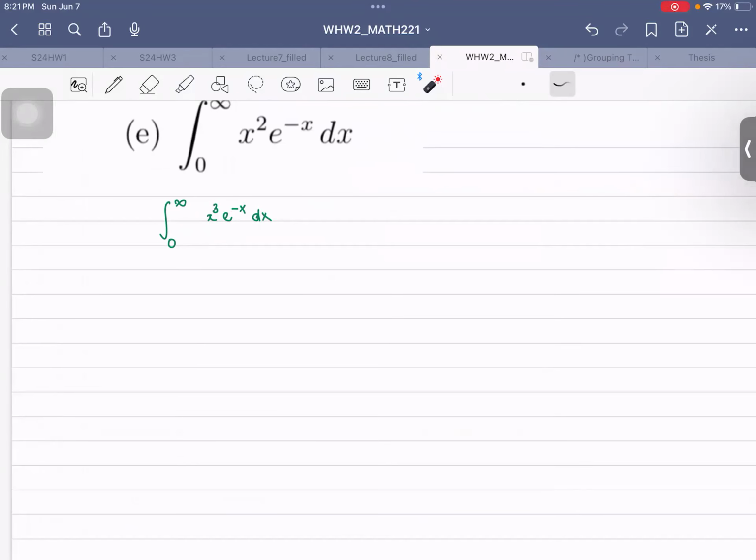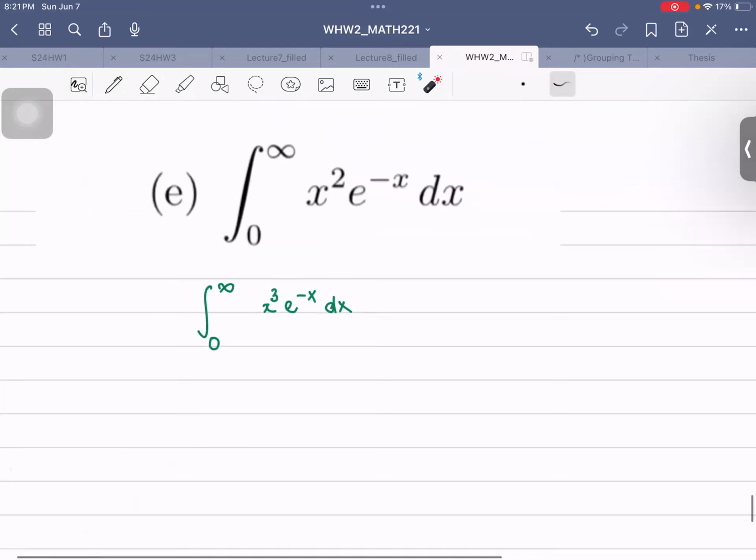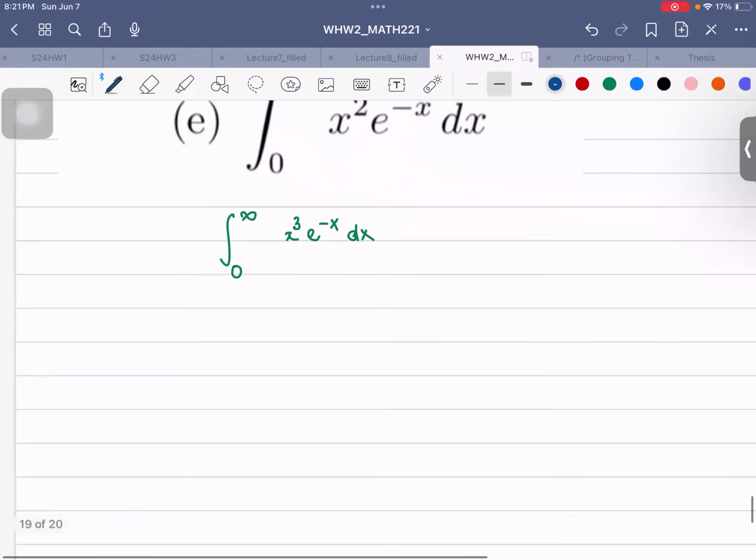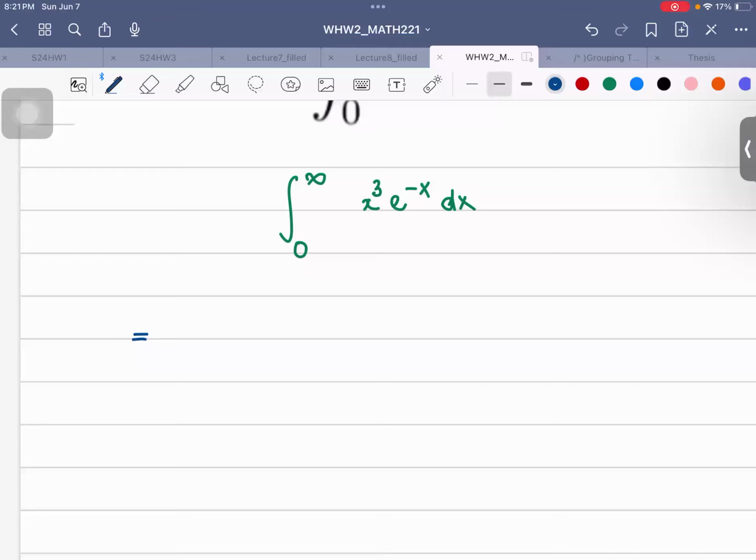For the next one, you have the integral from 0 to infinity. This function does not have a vertical asymptote, but you have infinity on the upper bound. So we replace the upper bound by t, and you let t tend to infinity, of the integral from 0 to t of x cubed e to the negative x dx.